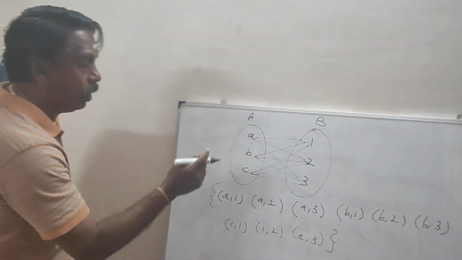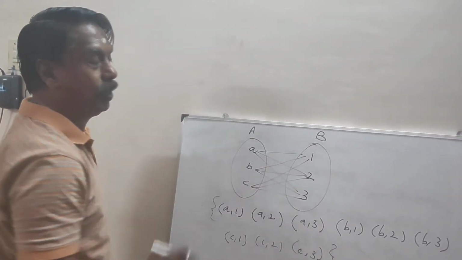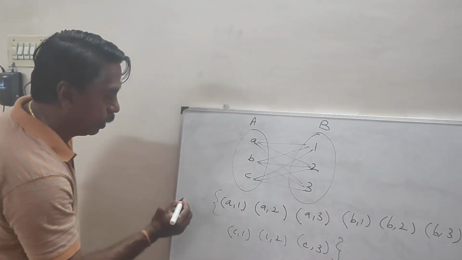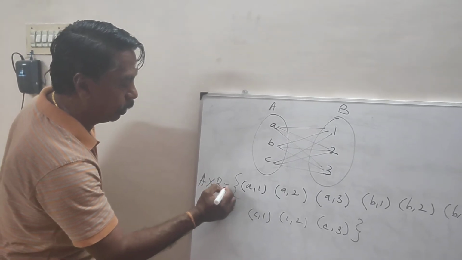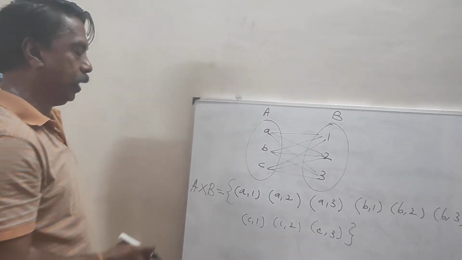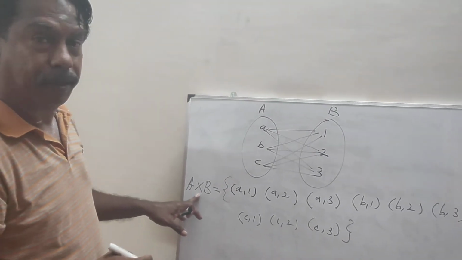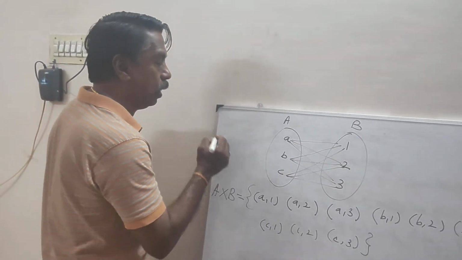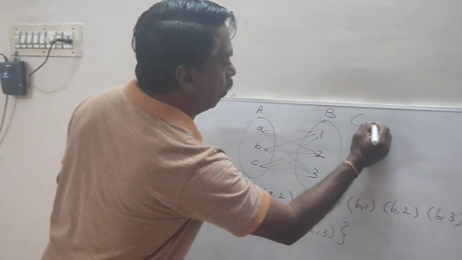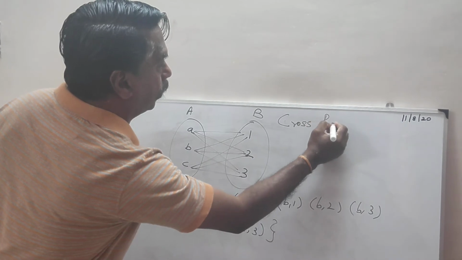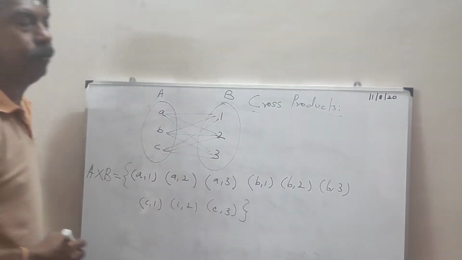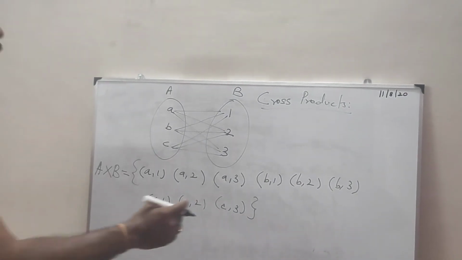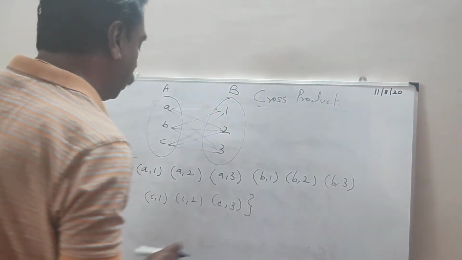This is called the cross product of the two sets A and B, defined as A cross B. Even though you put X here, we have to read it as cross. This is called the cross product of two sets.